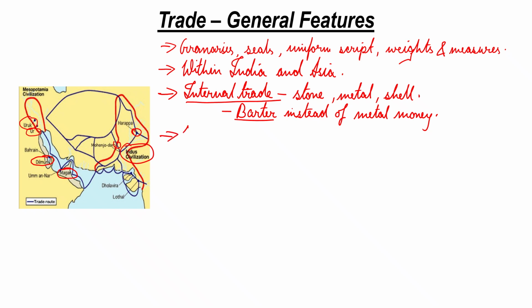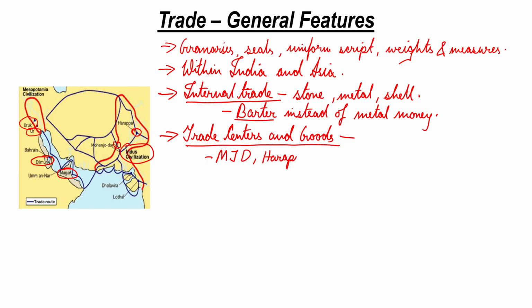Next important point of discussion is trade centers and goods. What were the objects of trade? So trade center means location or points of trade, and items of trade. So Mohenjo-daro, Harappa and Lothal. I'm going to write it separately. Mohenjo-daro, Harappa and Lothal.